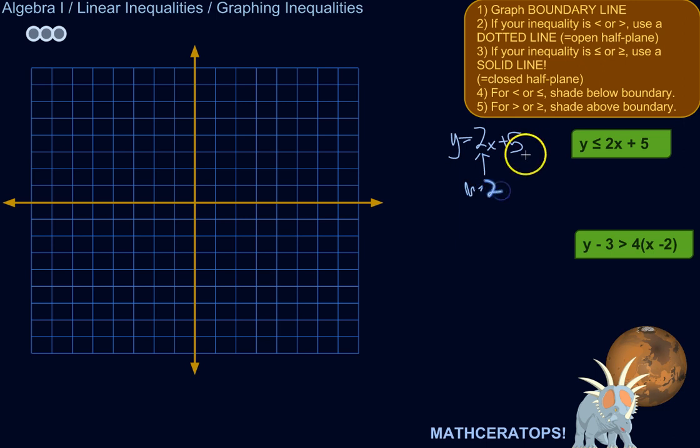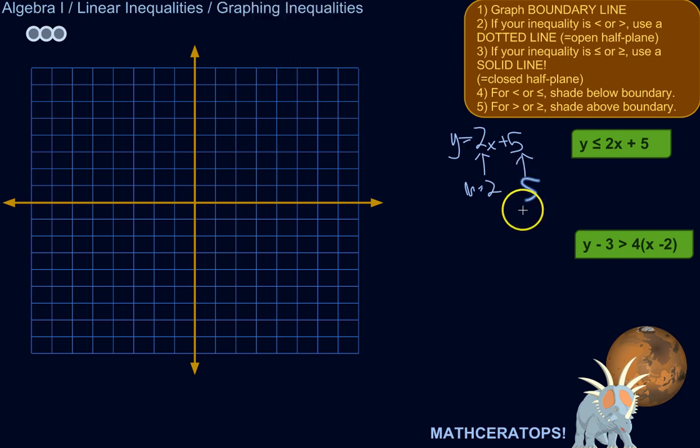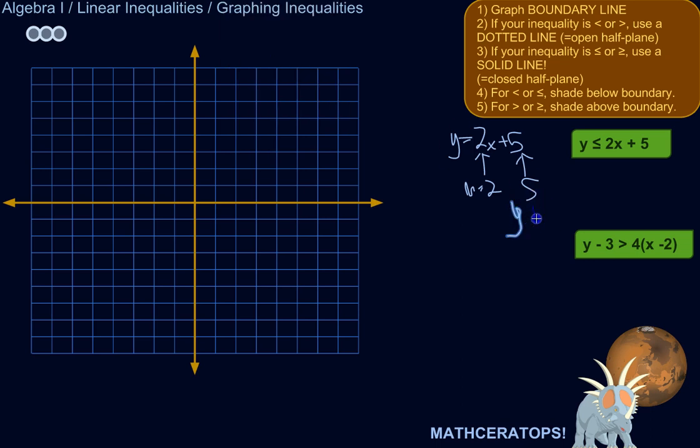and you know that it crosses the y-intercept at y equals 5. That's the y-intercept. Okay, so I can use those facts to graph the boundary line of this inequality.